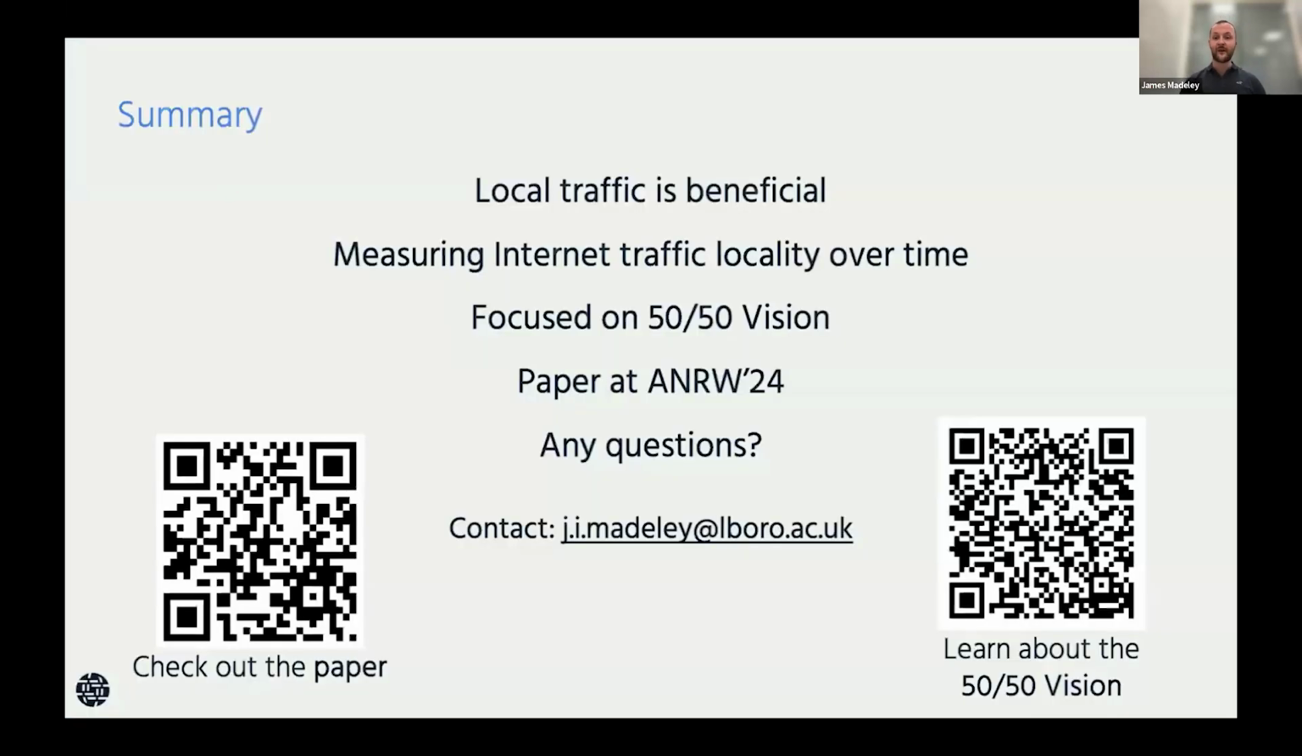So to summarize, there are benefits for local traffic. We've been measuring it over time with a focus on the 50-50 vision. We had a paper at the ANRW, and you can learn more about the 50-50 vision or check out the paper here. So thank you for listening.